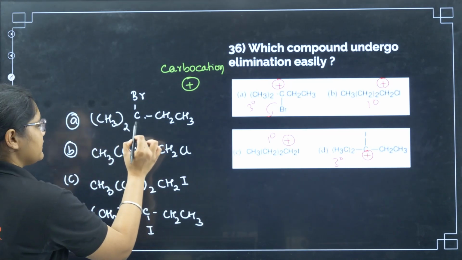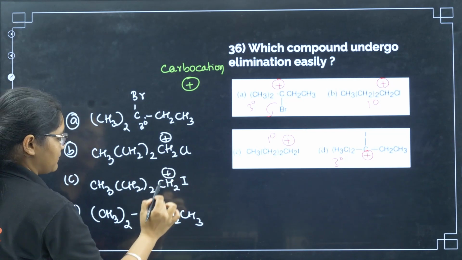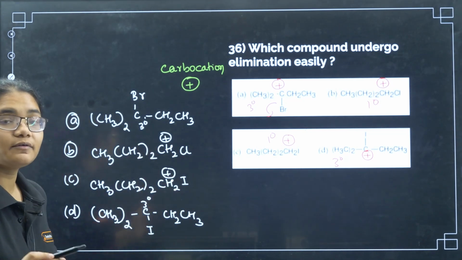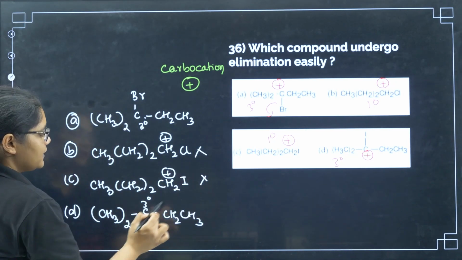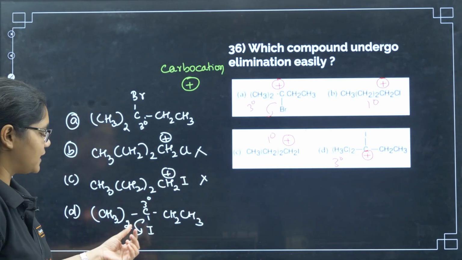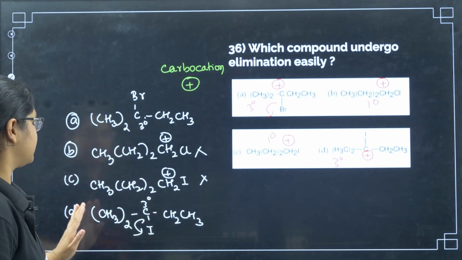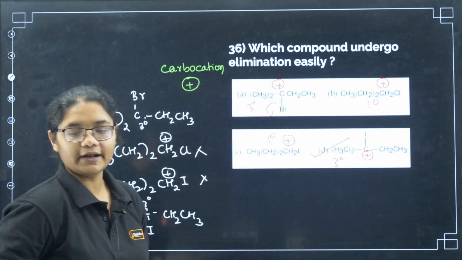Now you see here I will get a tertiary carbocation, here I will get a primary, here also I will get a primary, and here I will get a tertiary. So now both are tertiary. Now which bond will break easily? Next you have to check. So I can eliminate B and C. Here the I bond will break easily because I size is very big, poor overlapping, weak bond. So this one will break easily, and that is why I will get option number D as the correct answer.